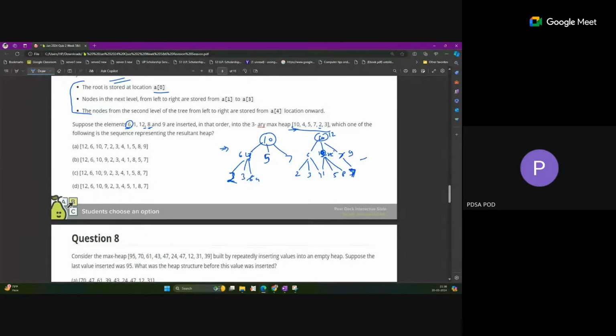Now we are getting this max heap, and we can just traverse it level-wise. So this is 12, then 6, then 10, then 9, then 2, 3, then 4, then 1, then 5, then 8, and then 7. Option C. We take it from left to right in that sequence, top to down and left to right. So this is the correct answer for this. So 1587, I think this one.